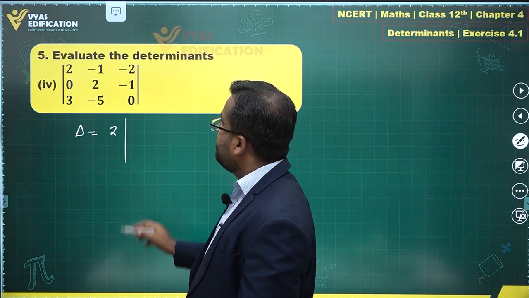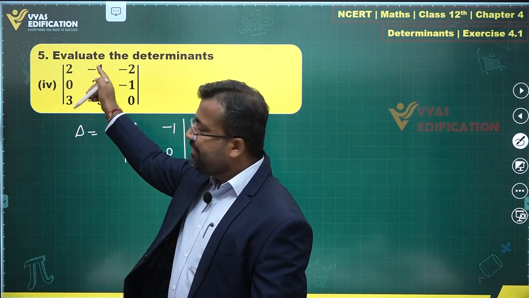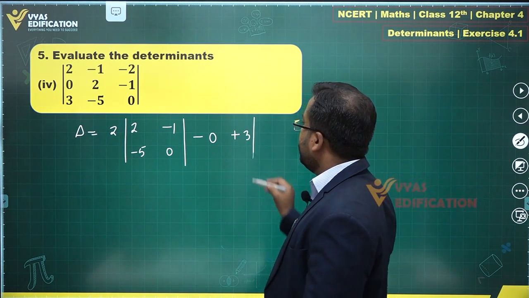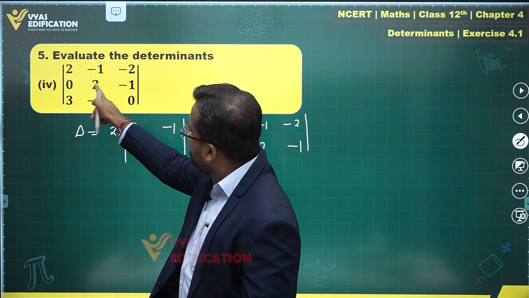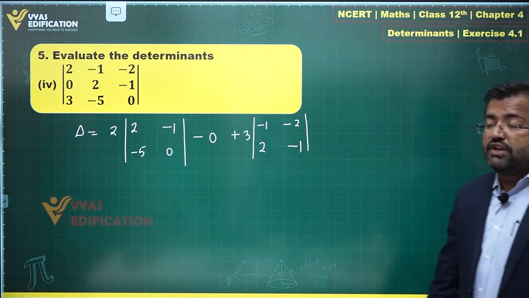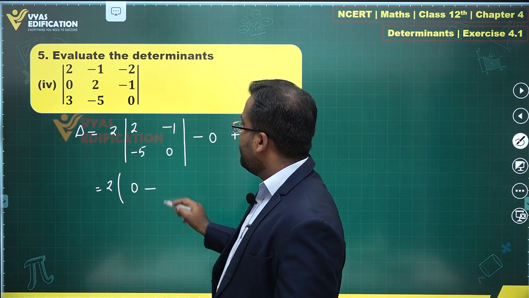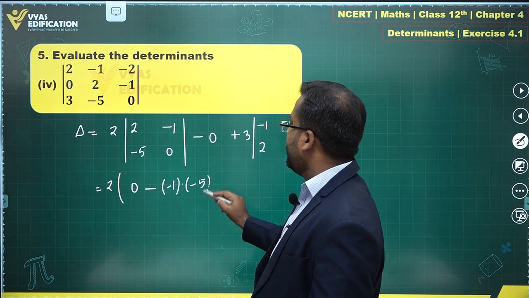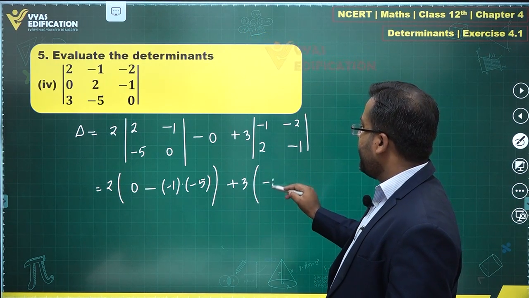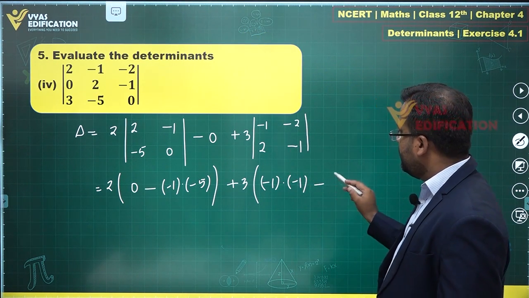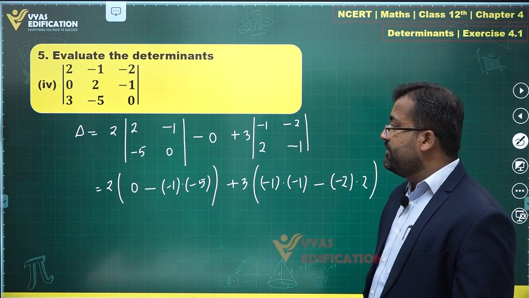First column would imply 2 times, this is 2 minus 1 minus 5, 0, minus 0 times something, and then you have a plus 3 times some other determinant, that's minus 1 minus 2, 2 and minus 1, right? For this 3, this will be minus 1, 2 and this over here. That will be the 2 by 2 determinant that we require, right? Next, this is 2, which is okay. 2 times 0 is 0. Minus 1 times minus 5 is what I get over here. Okay, what next? There's a plus 3 and I have minus 1 times minus 1 in the bracket minus 2 times 2. That's AD minus BC, right? That's a 2 by 2 determinant for us.